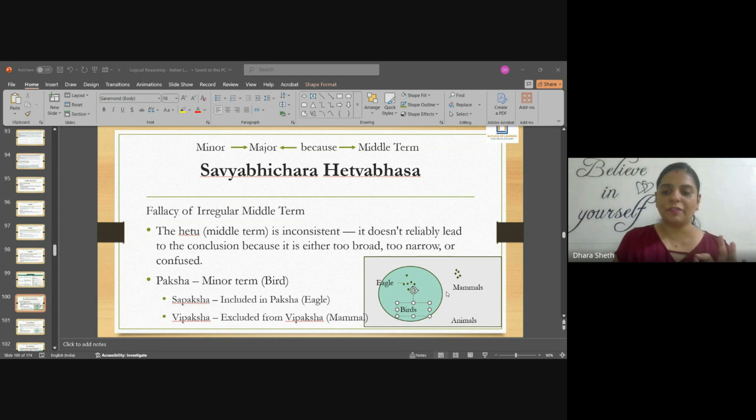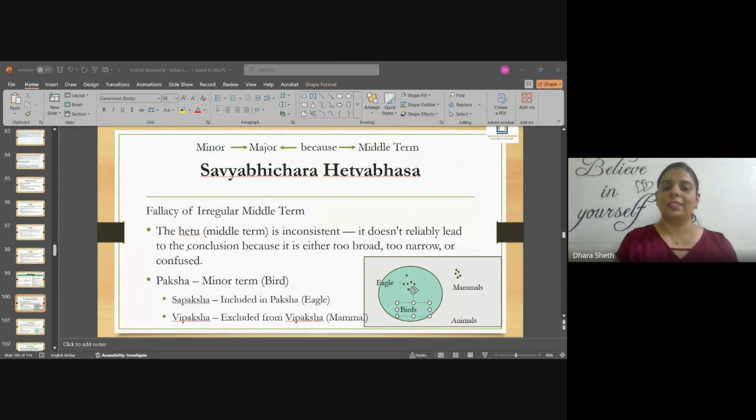Meaning of sapaksha and vipaksha. Whatever is included is sapaksha, which is excluded is vipaksha. Clear with sapaksha and vipaksha? Okay. So now what happens in savyabhichara?